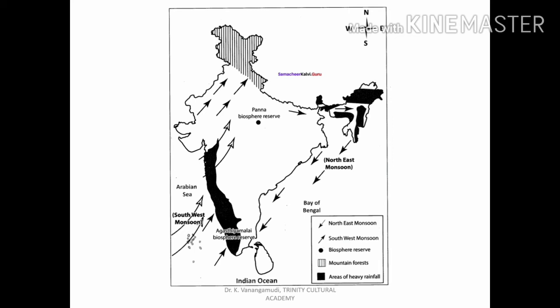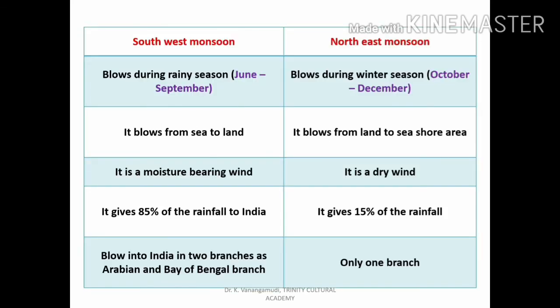Good friends, let me explain the difference between the southwest monsoon and northeast monsoon. The southwest monsoon blows during the rainy season, that is June to September. It blows from sea to land. It is a moisture bearing wind. It gives 80% of the rainfall to India. It blows into India in two branches, namely the Arabian Sea and Bay of Bengal branches.